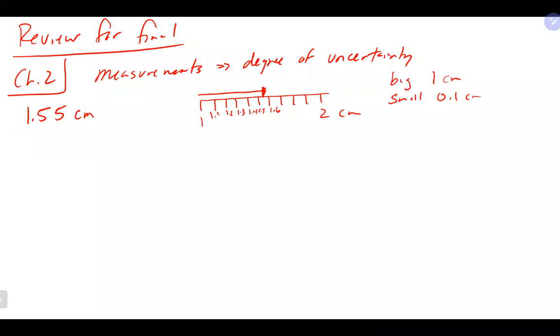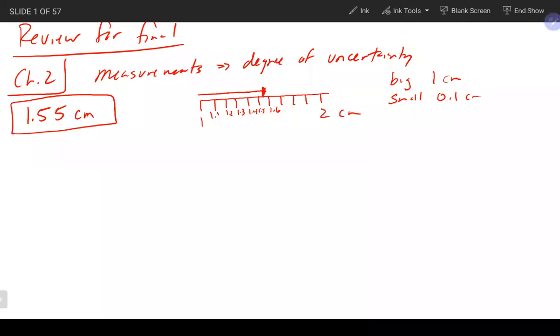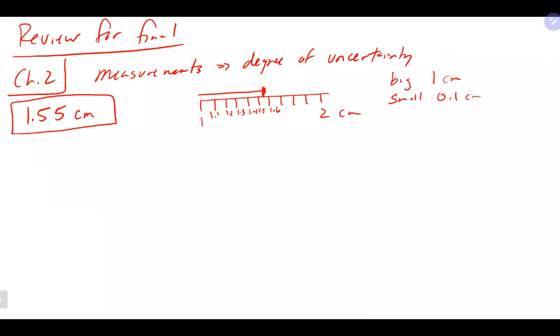And when you do record a measurement, there's always several things that are really important. You always want to record all the certain numbers plus that first uncertain number.